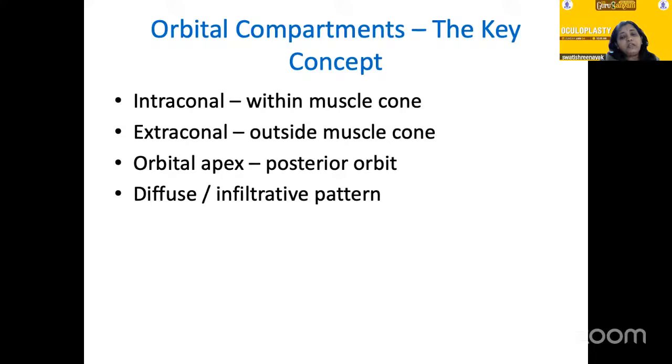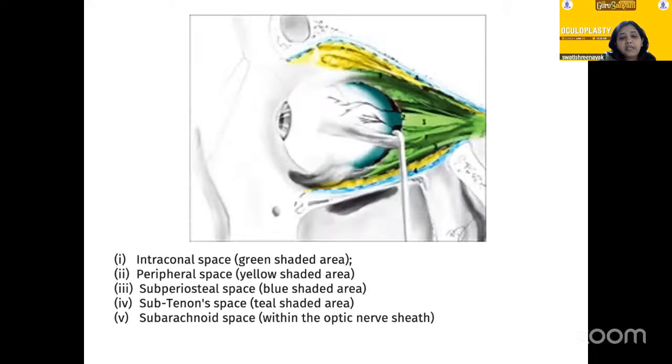So intraconal, it has already been explained by the previous speaker, but if it is located within the muscle cone, broadly we can call it intraconal. Extraconal if it is outside. Orbital apex when it involves the posterior orbit, or a diffuse infiltrative pattern. In this diagram, the green color represents the intraconal space, which is bounded by the extraocular muscles. The yellow color is the peripheral space or the extraconal space. Then the subperiosteal is the blue shaded space, the subtenons is the teal-shaded area, and the subarachnoid space is within the optic nerve sheath.